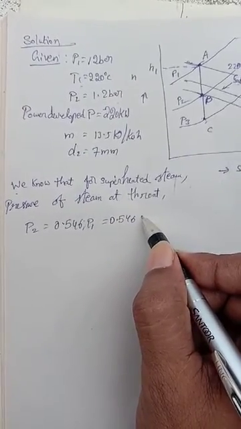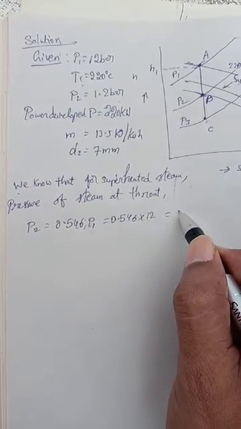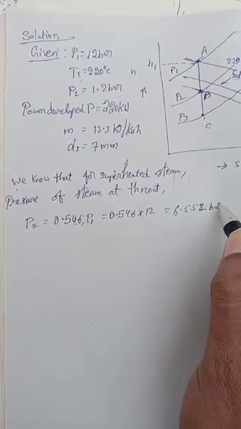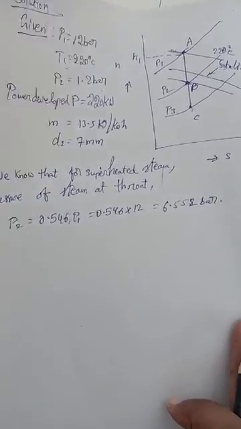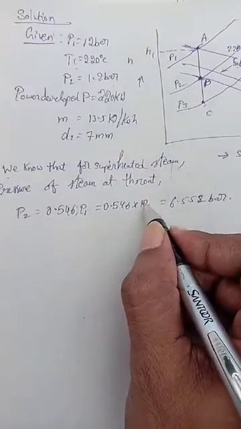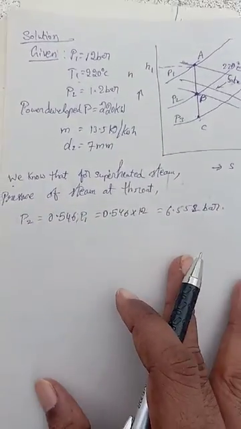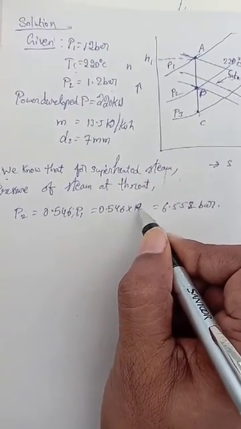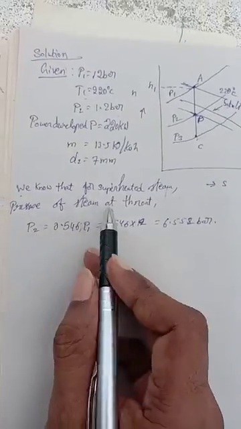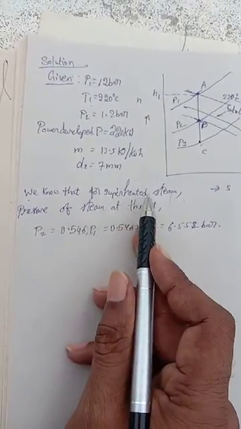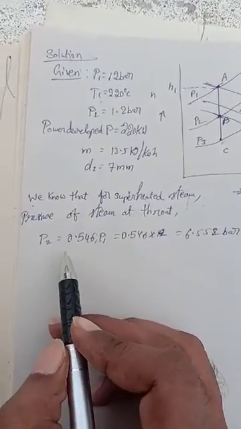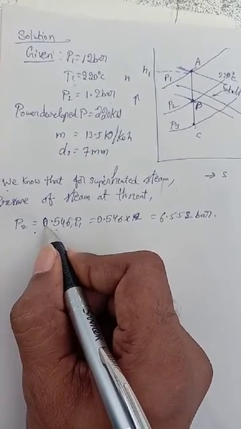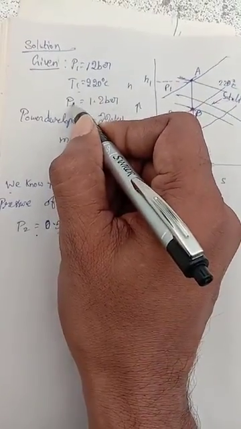0.546 into 12, that is equal to 6.552. P1 is given as 12 bar, so you can write 12 here. From the steam table, for superheated steam the pressure of steam at the throat is fixed for all these values. Now we get P2. Here we don't write P, we can take P1.